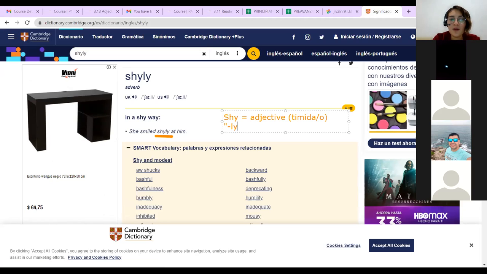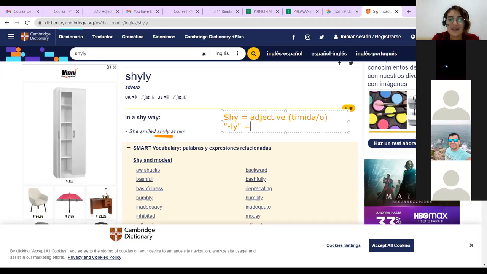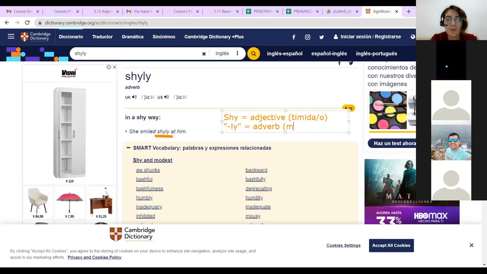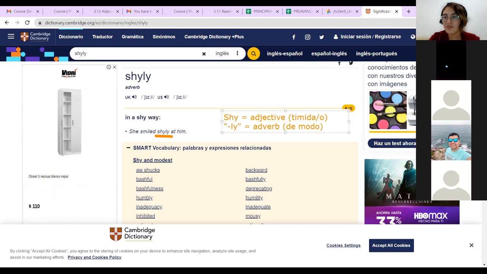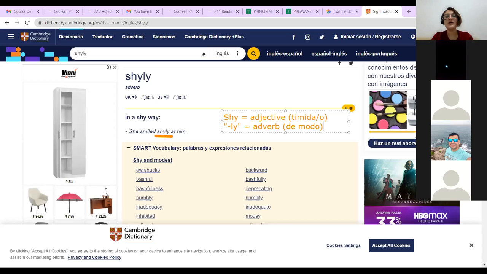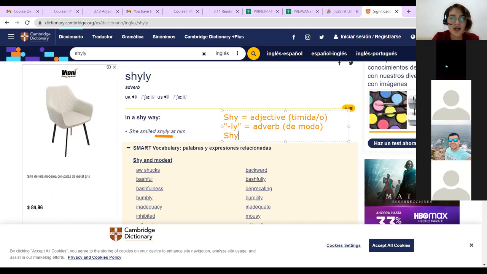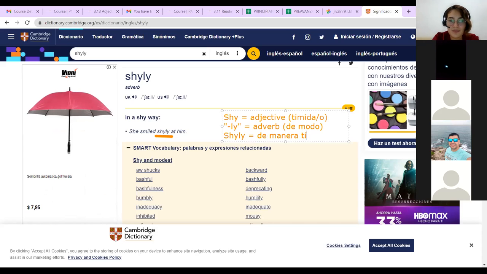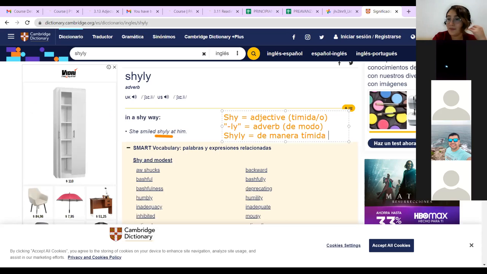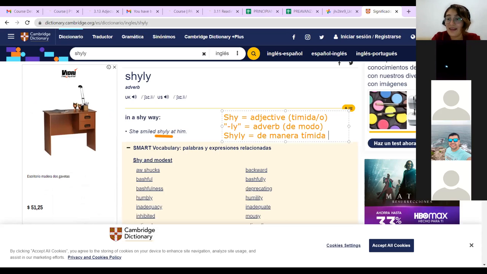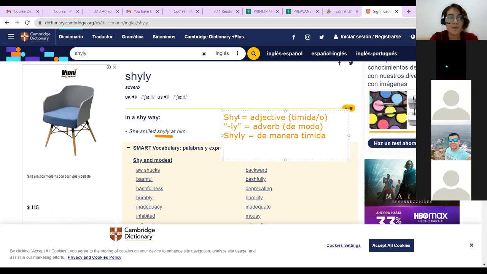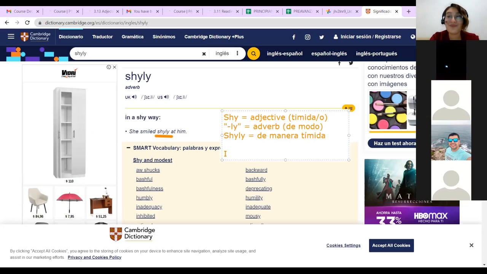Este agregado de ly nos está diciendo que lo vamos a ocupar como un adverbio de modo, adverb de modo, meaning how something happens, explicándonos cómo sucede algo o de qué manera, un adverbio de modo, right? So, when we put it together, shyly means de manera tímida. Y esto lo podemos ocupar para la mayoría de adjetivos para describir cómo algo pasa o de qué manera algo se hace. Por ejemplo, hay... O descripción de algo que está sucediendo.